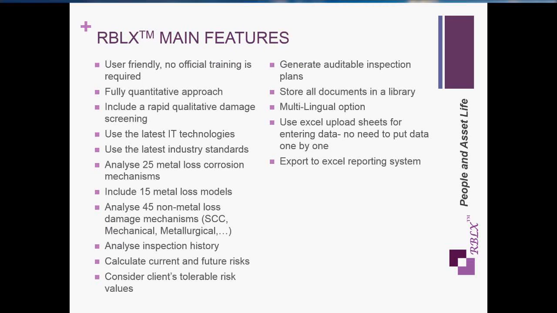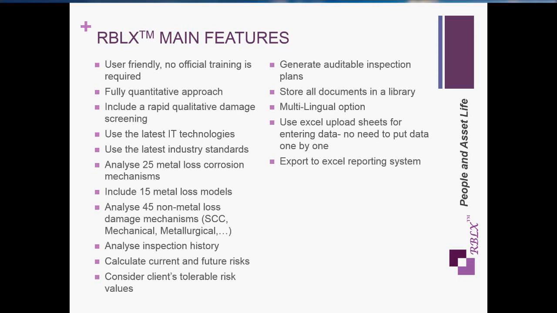We have one of the latest technologies behind this software suite. It's a web-based application using web technologies which adapt to desktop, laptop, and tablet devices. So in fact, you can use all the functionality in the software on a multitude of devices, and it's also mobile capable as well. We're analyzing over 25 metal loss corrosion mechanisms, and we have 15 metal loss models included in the application. And we analyze over 45 non-metal loss damage mechanisms, including SCC, mechanical, metallurgical, external, etc.